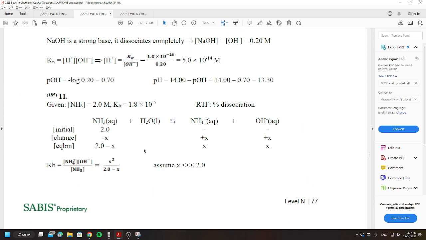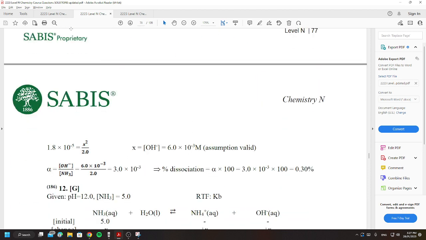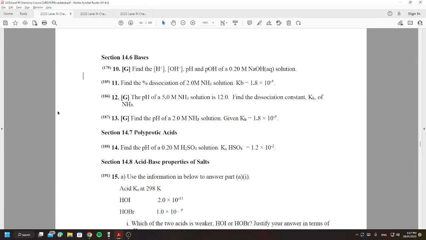Again, in the written part, you're going to have to do the ICE table with the same assumption where you remove this, because our Kb is a very small number. Oh, what question did we just do? We did 11, okay.